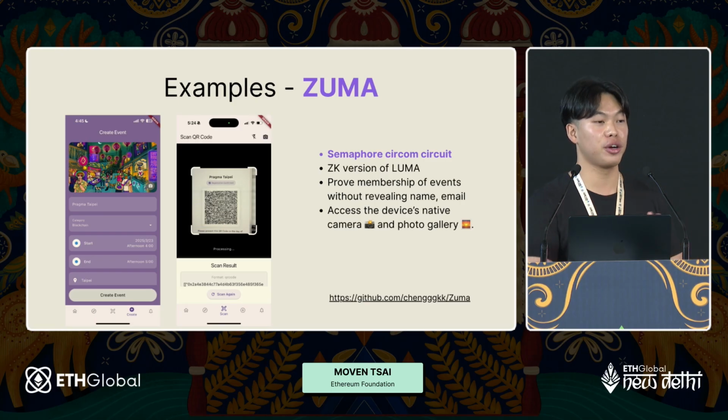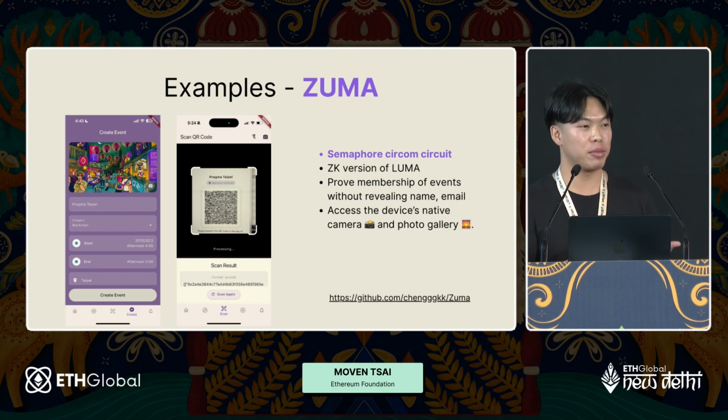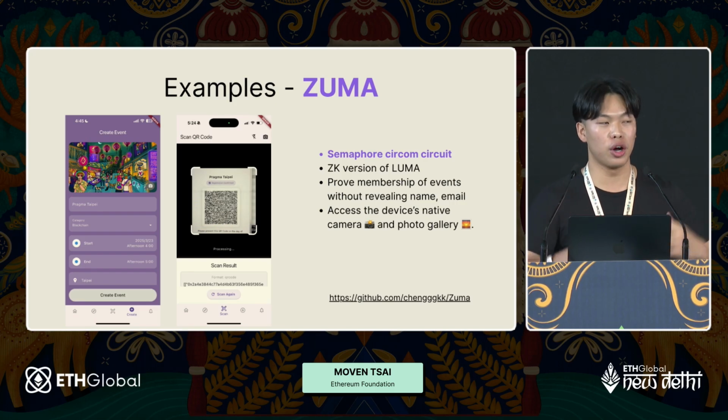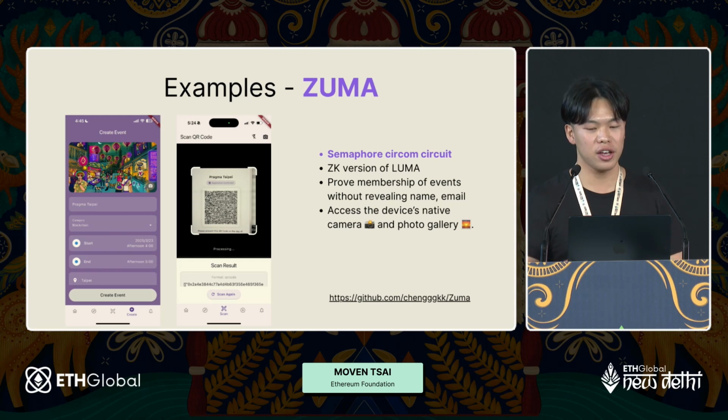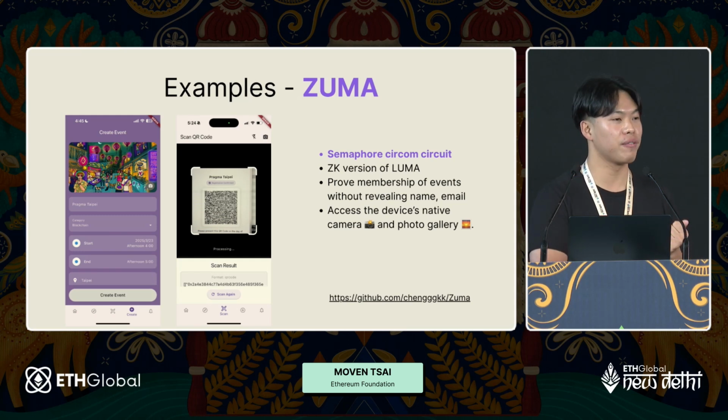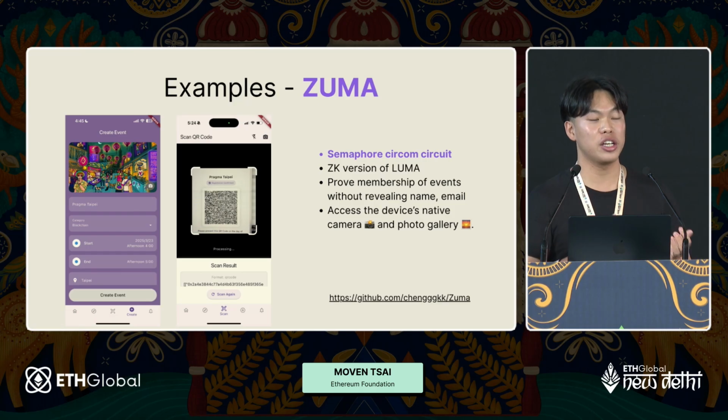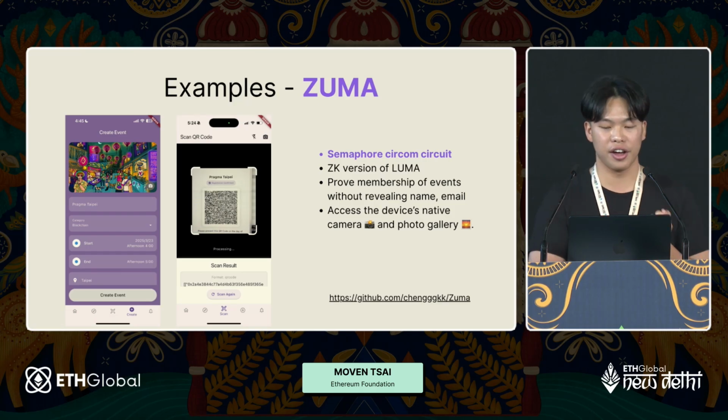So if you're familiar with Semaphore, you can prove your membership. And this project called Zuma is like Luma, but with a ZK version of it. So you can prove your membership, that you are already enrolled in an event and you are valid for it, without revealing your real name or the information that you registered on the event page.